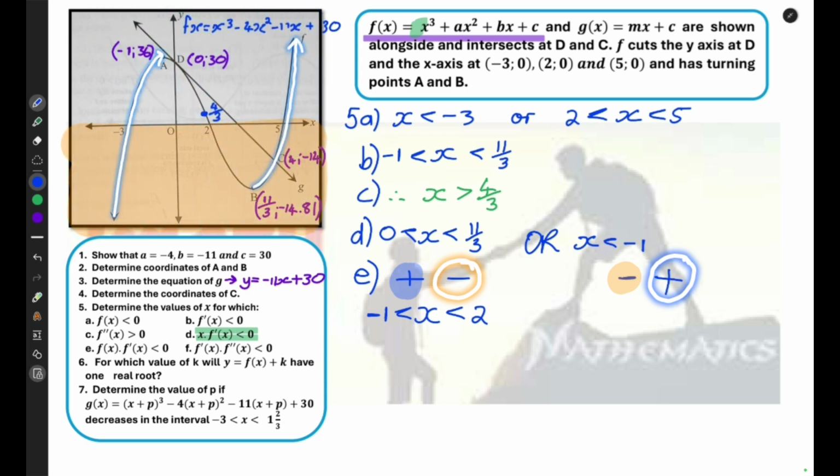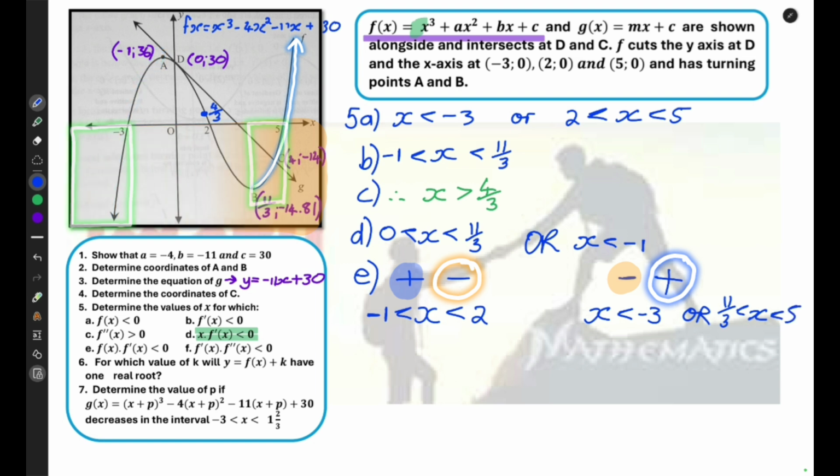So it's above the line and decreasing, or the other one below the line and increasing. So then I have two values. So x must be smaller than minus 3, or x must be between B and 5. So I'm going to say x lies between 11 over 3 and 5. Okay, guys, I know this is complicated, but I hope it's making a bit more sense than it normally does.